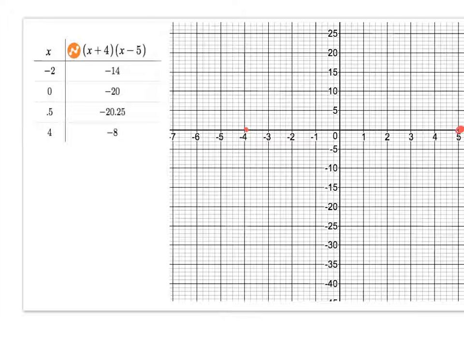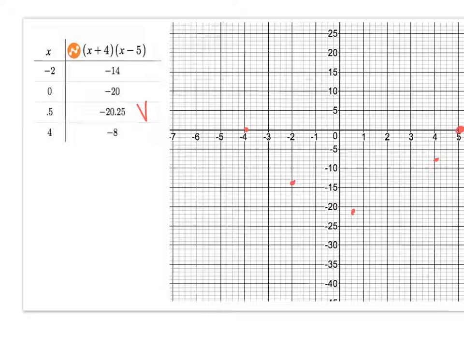Alright, so we have the points negative 4 and positive 5 plotted for our zeros. And so what I'm going to do is go ahead and plot my vertex. And remember my vertex was this point right here, 0.5, negative 20.25. So I'm going to approximate where that is. So that's going to be about right in here someplace, about as close as I can get. And then I'm going to go ahead and plot my other points that I had. One of the points I had was negative 2, negative 14. So negative 2, negative 14 is going to be about right in here. And I had the point 4, negative 8. So 4, negative 8 is going to be about right in here someplace.